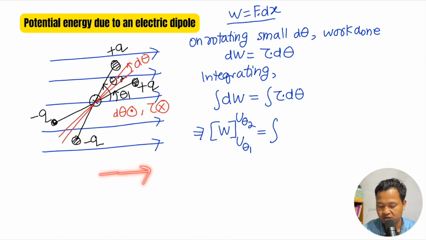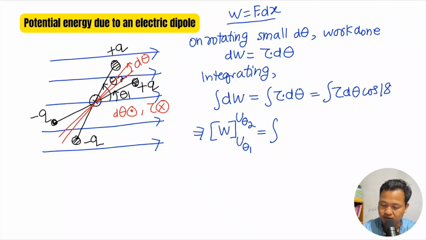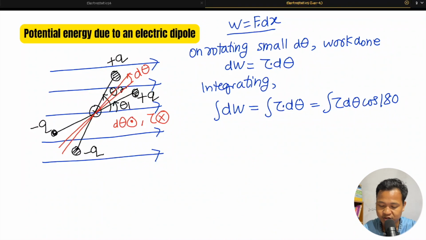So if the torque is along one side, d theta is along the other side: one is inward and the other outward. That means the angle between them is 180 degrees. So I can write this as the integral of tau d theta into cos 180. This is the work done by the conservative force. Now the potential energy relation: U initial minus U final equals the work done by the conservative force.